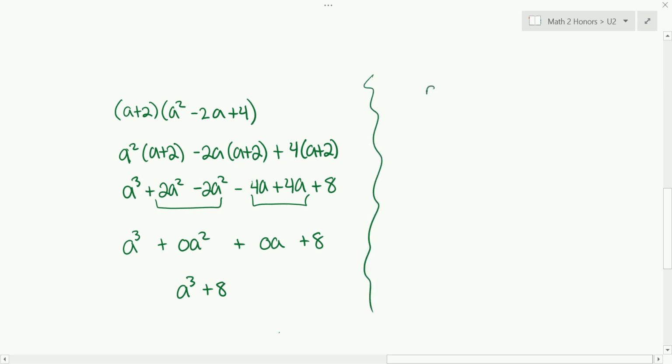Okay. So let me ask you this now. If I started with a to the third plus 8, and I asked you to factor that, and you went through a bunch of work to factor that, and you got to a final answer, what would your final answer be? A plus 2 times, right? Because this is multiplication, and multiplication is going this way.